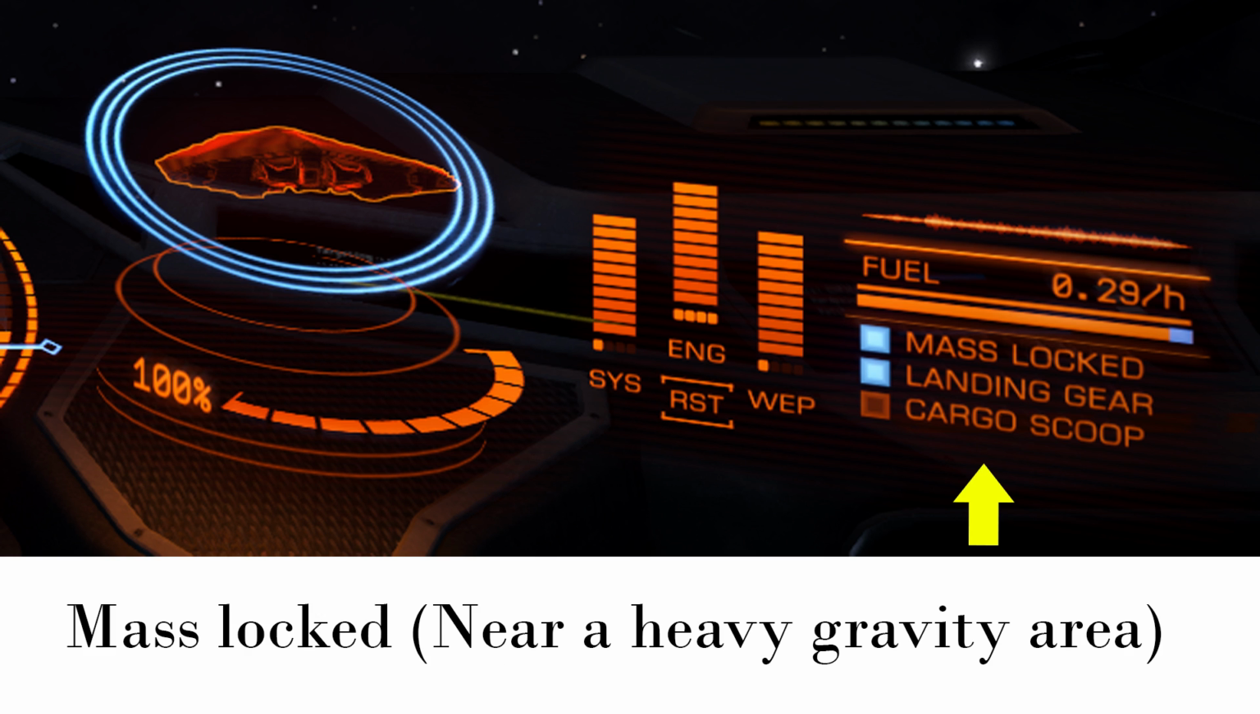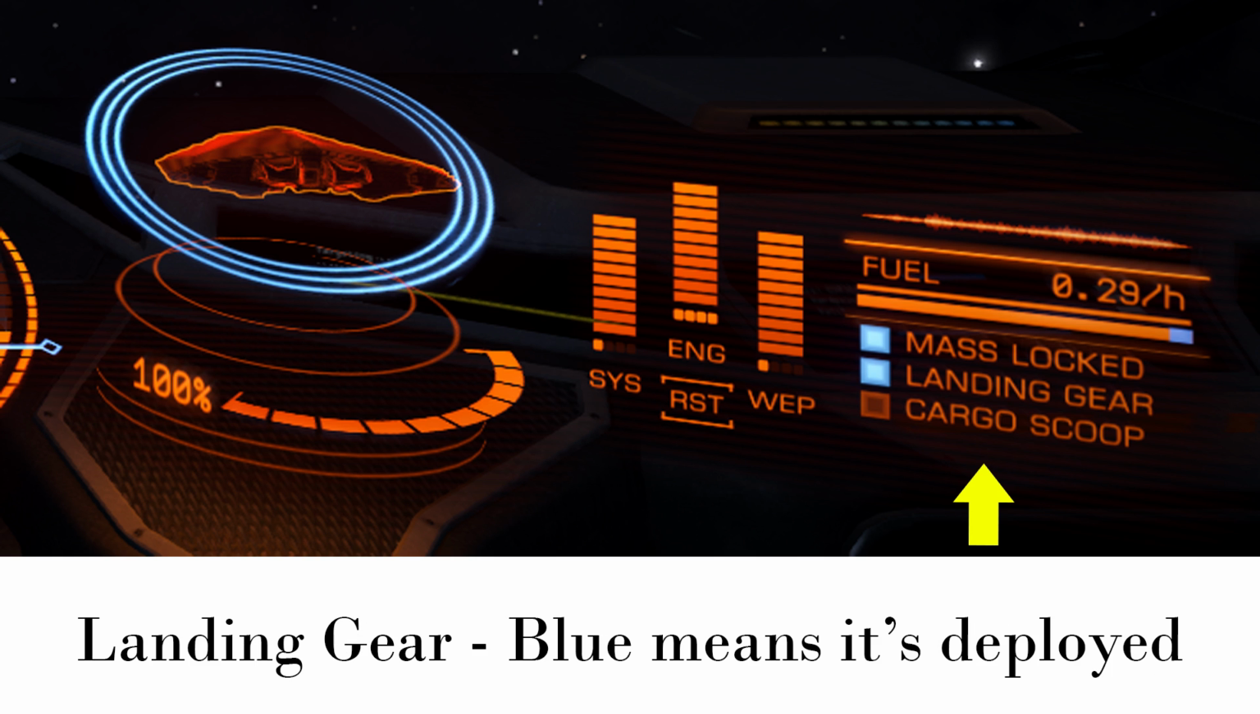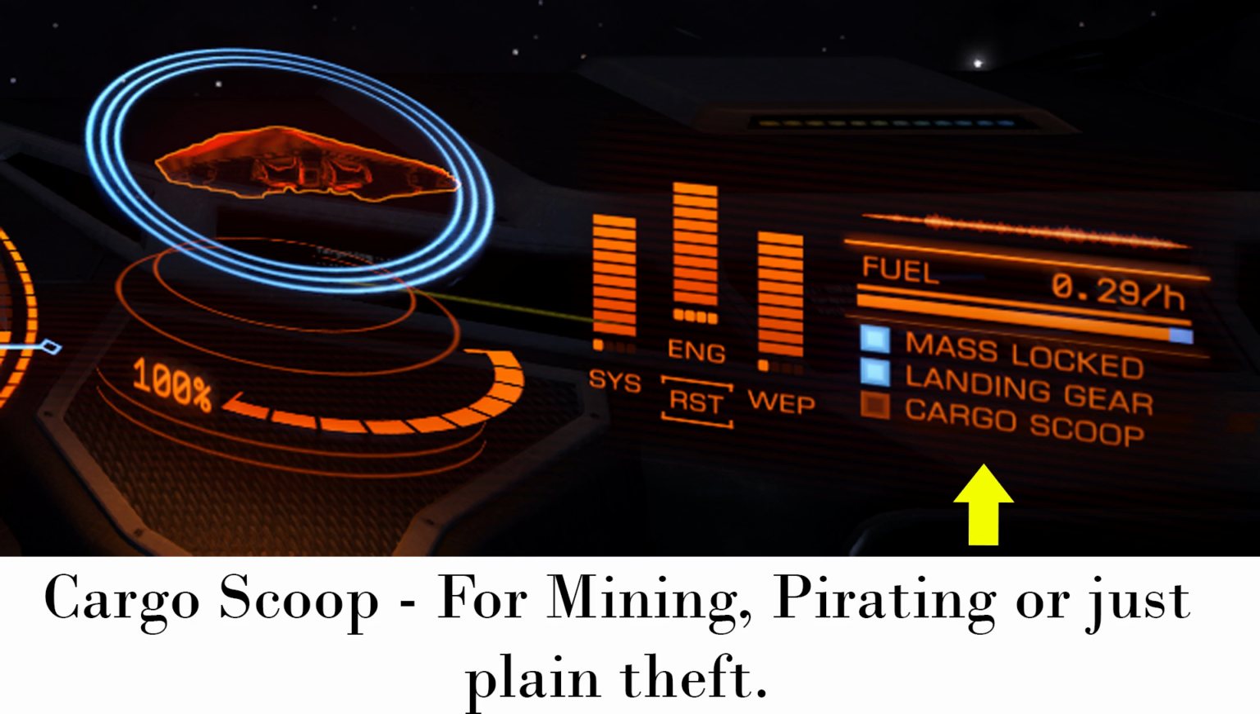Next, you have your indicator lights. Now, if any of these lights are blue, meaning active, then you will not be able to jump into hyperspace or into Super Cruise. The mass locked means that you are near a heavy gravity area. You need to deploy your landing gear in order to dock with any space station, but it slows down your speed. And your cargo scoop is used to scoop up things like minerals if you are mining from an asteroid, cargo if you are pirating and killing other ships and taking their cargo, or just plain theft from other areas where basically things are floating in space.